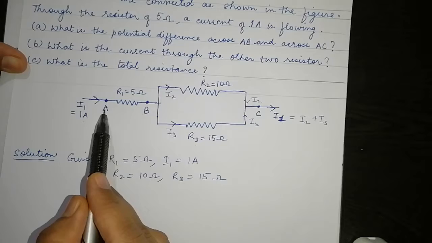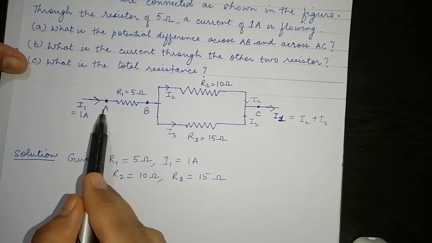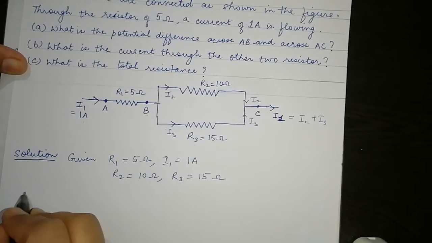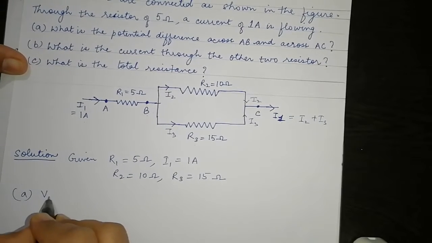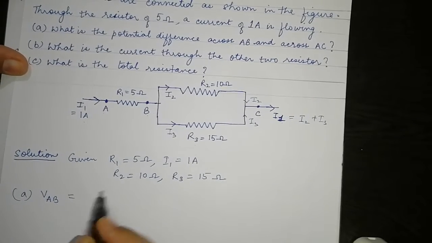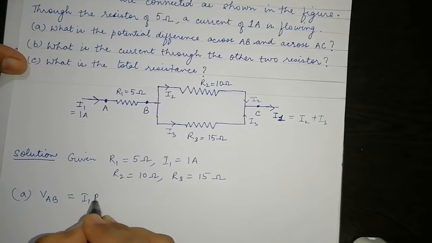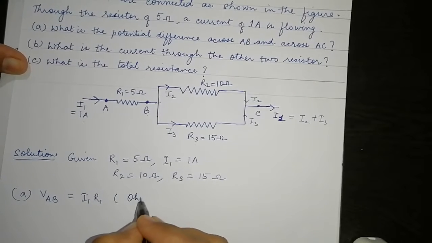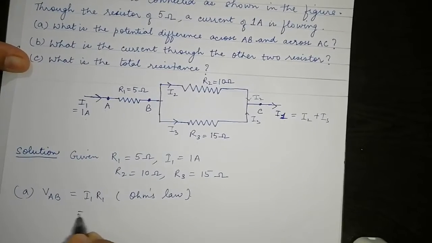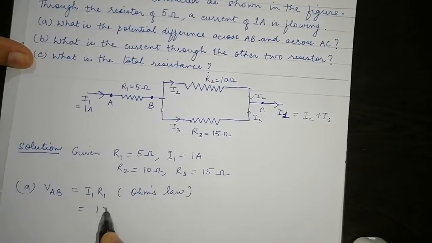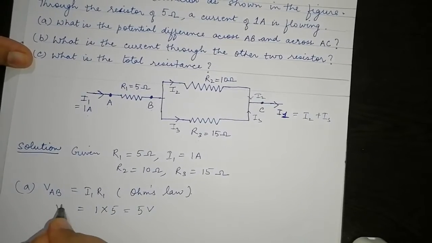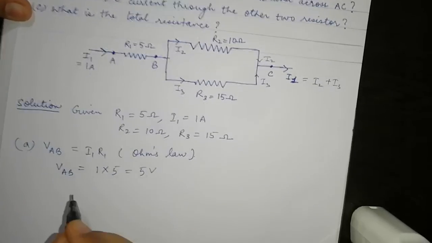So let us talk about this point A and AB. Here across AB we know the current that is flowing and we know the resistance. So for the first portion, the potential across point AB, I am writing here as VAB. It will be I1 R1, using Ohm's law, right? So I1 is 1 ampere and R1 is 5 ohm. So this comes out to be 5 volt. So VAB is 5 volt.